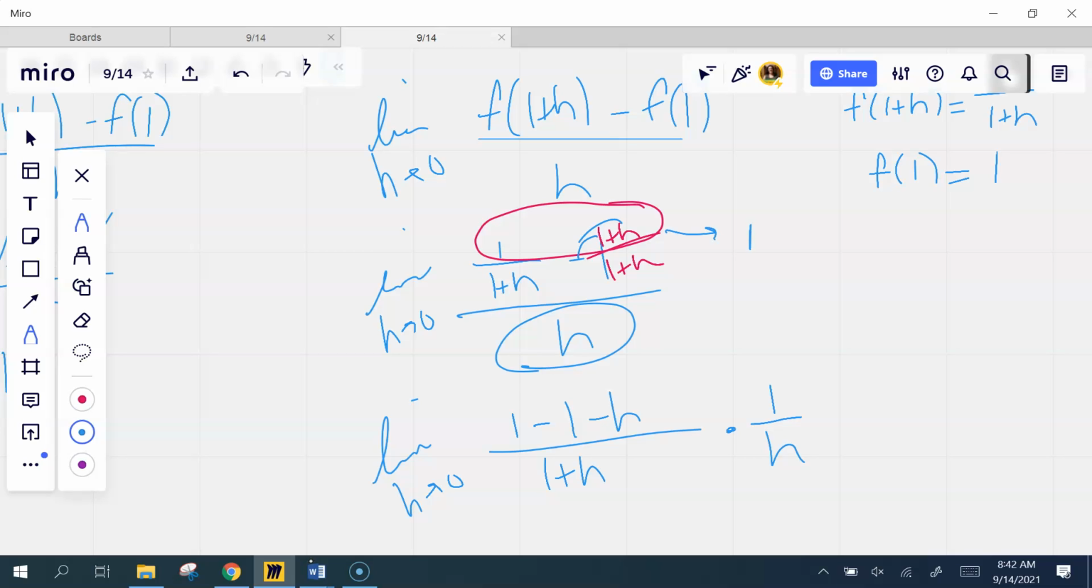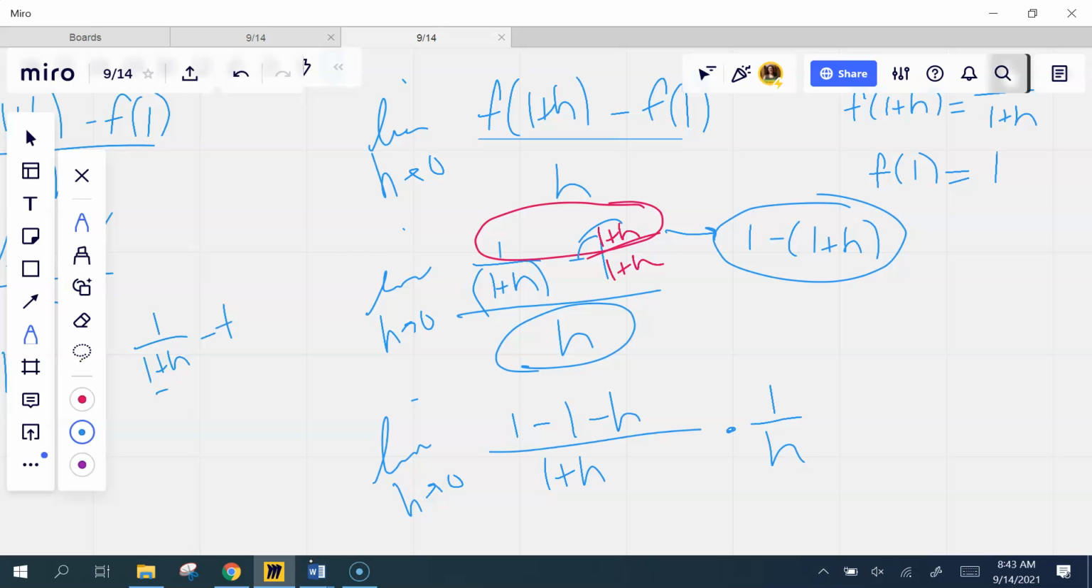The top of this was 1 minus 1 plus h. I had to get common denominators of 1 plus h. This part: I have 1 over 1 plus h minus 1 over h.